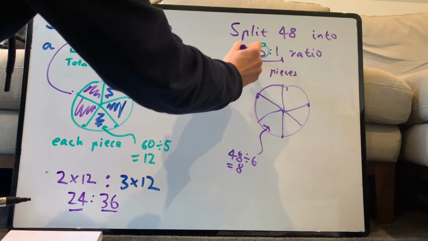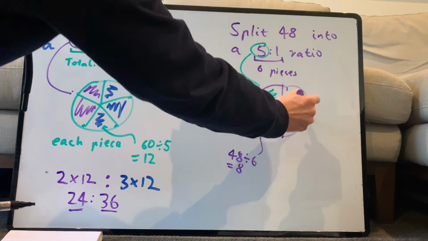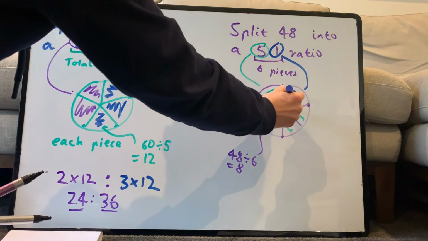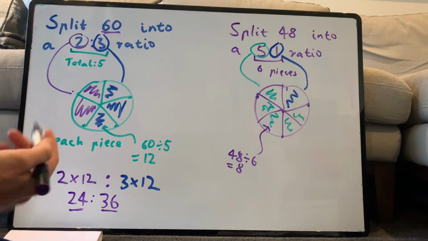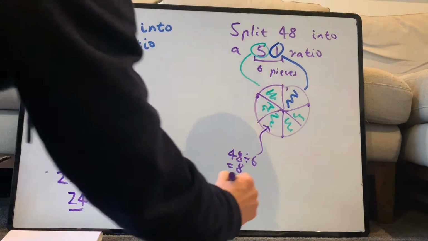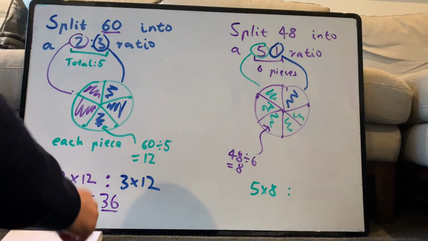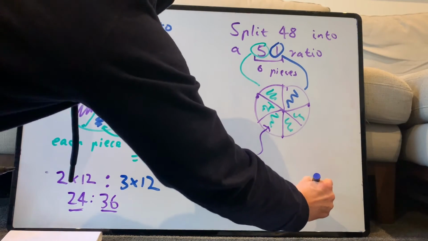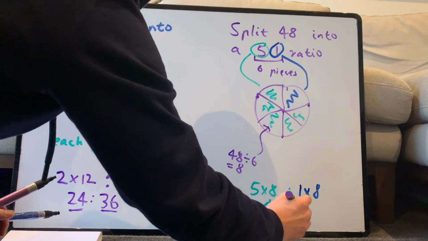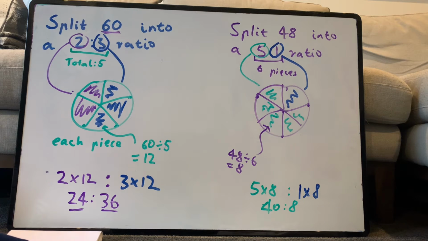One person is getting 1, 2, 3, 4, 5. And the other person is getting 1. How much does green get? Well, 5 times 8. How much does blue get? 1 times 8. 40 and 8. 40 plus 8, 48. Done deal.